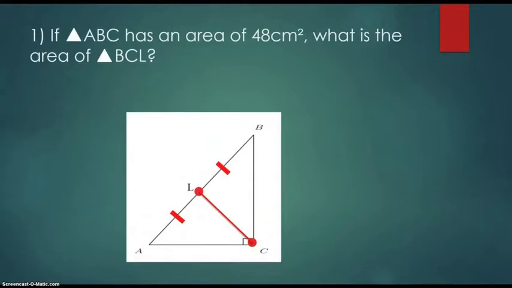If triangle ABC has an area of 48 centimeters squared, what is the area of BLC? Pause the video in order to answer the question. So the answer is 24 centimeters squared. Remember, the median splits the area of the triangle in half. That is why we take the whole area of the triangle and divide it by 2. And we get our answer, which is 24 centimeters squared. Don't forget to write your therefore statement.